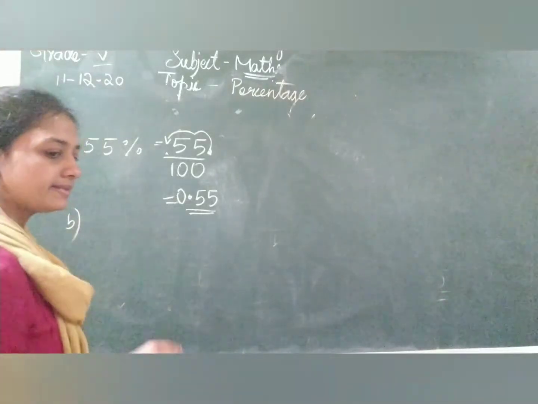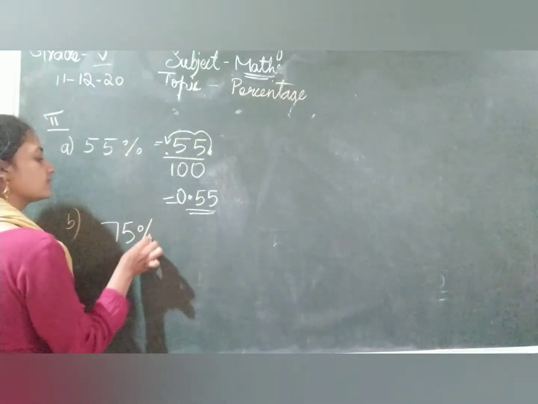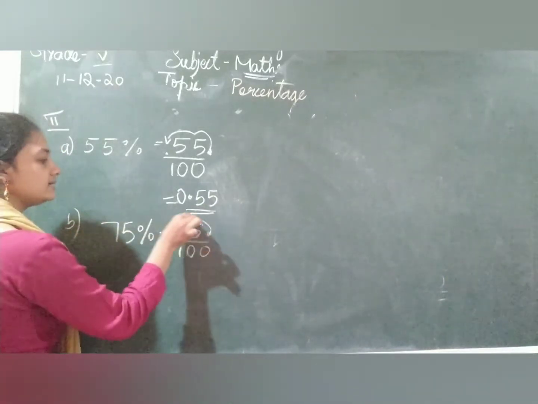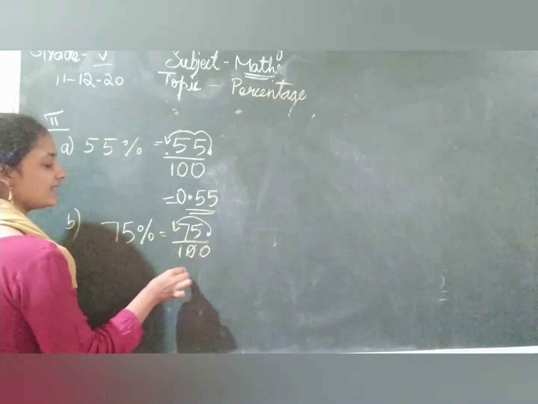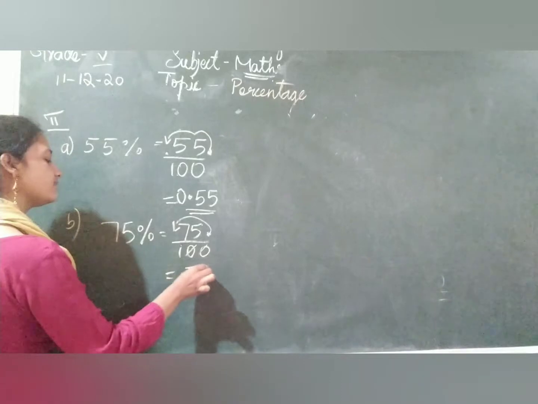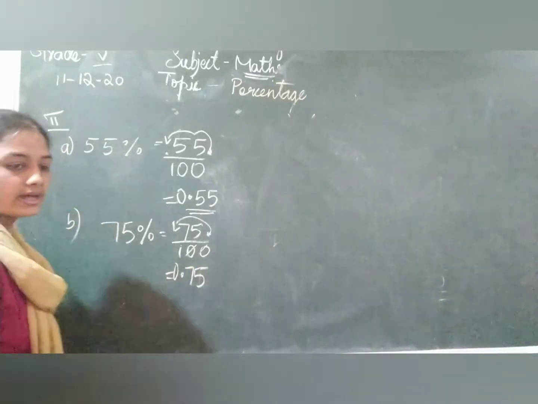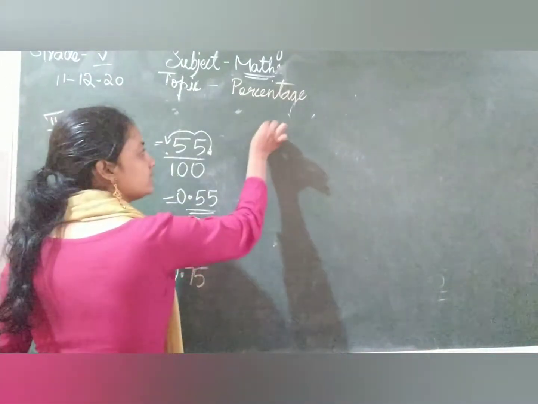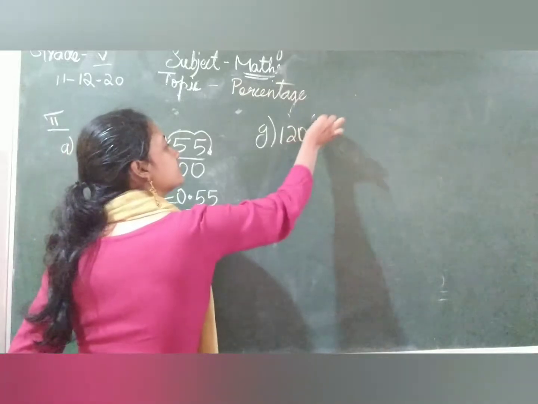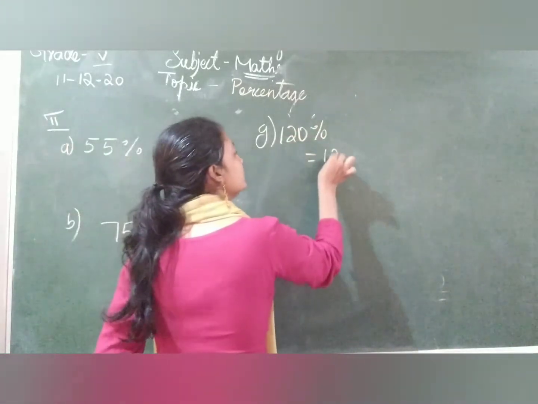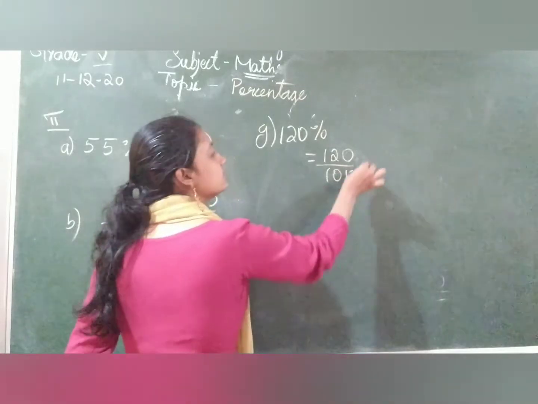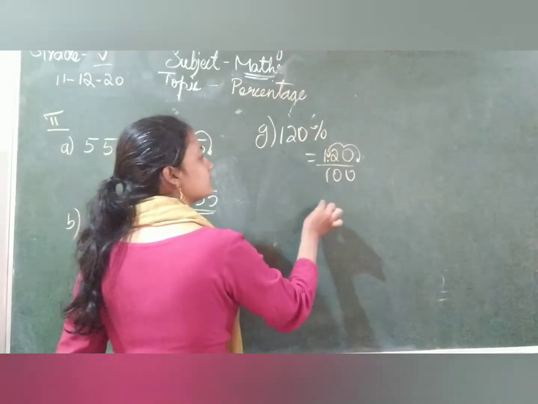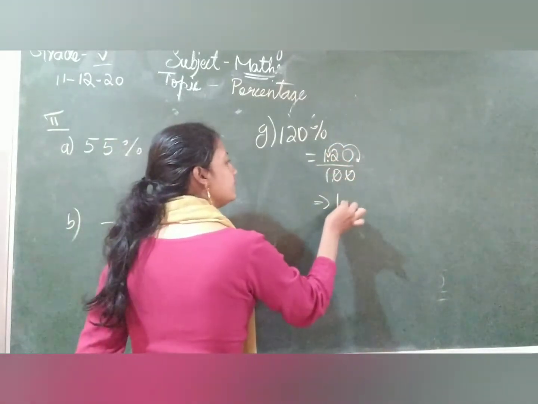B, 75. 75 by 100. So decimal point is here. Jump after 2. So you get 0.75. I will show you with the decimal number. The next one I am going to take is 120%. 120 divided by 100. So I should have how many? Two numbers. 1, 2. My point will come here. So answer will be 1.20.